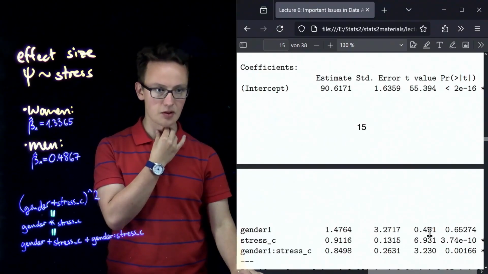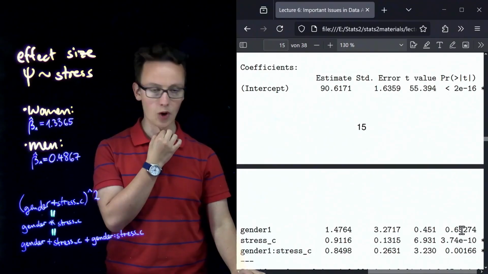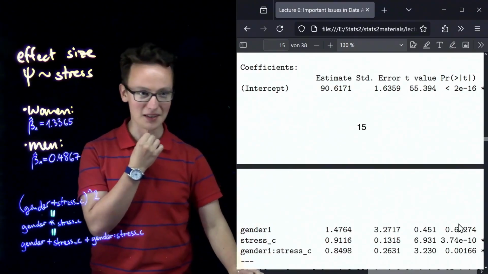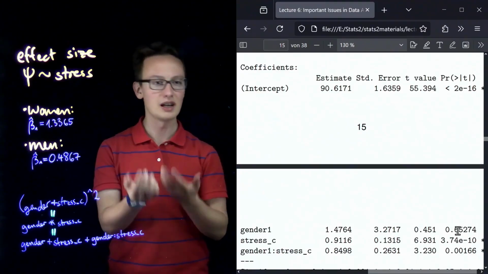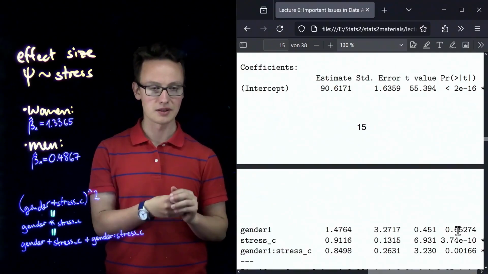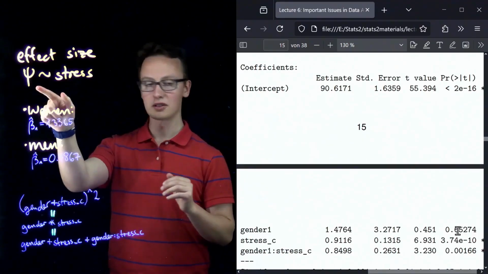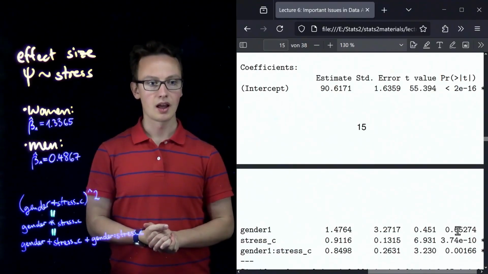The t-value is just 0.4 and the p-value is hopelessly above 0.05, at 0.65. So the gender main effect is not really a thing. There is no significant difference in the average psychological symptoms between men and women.